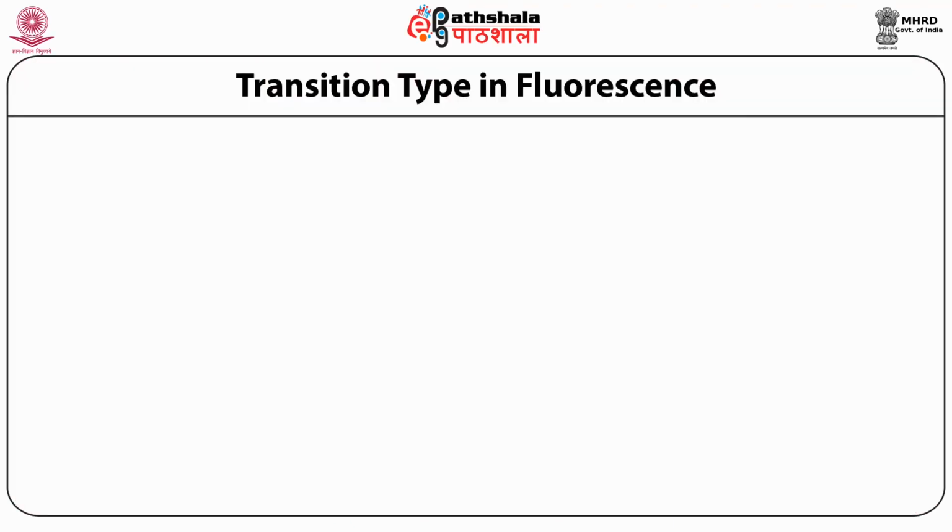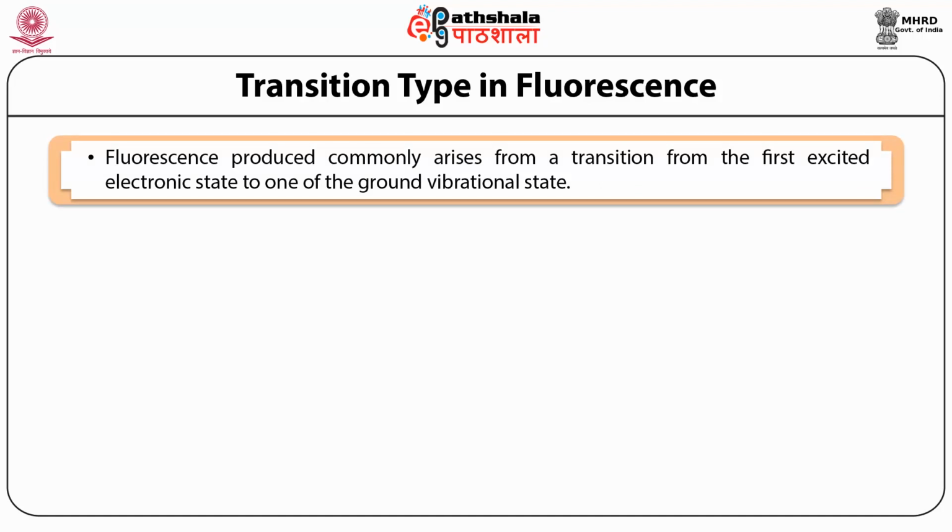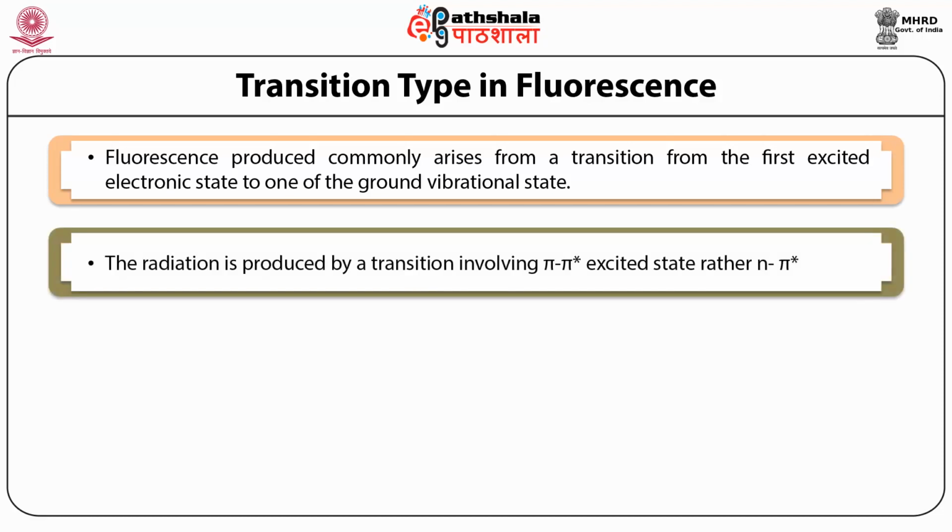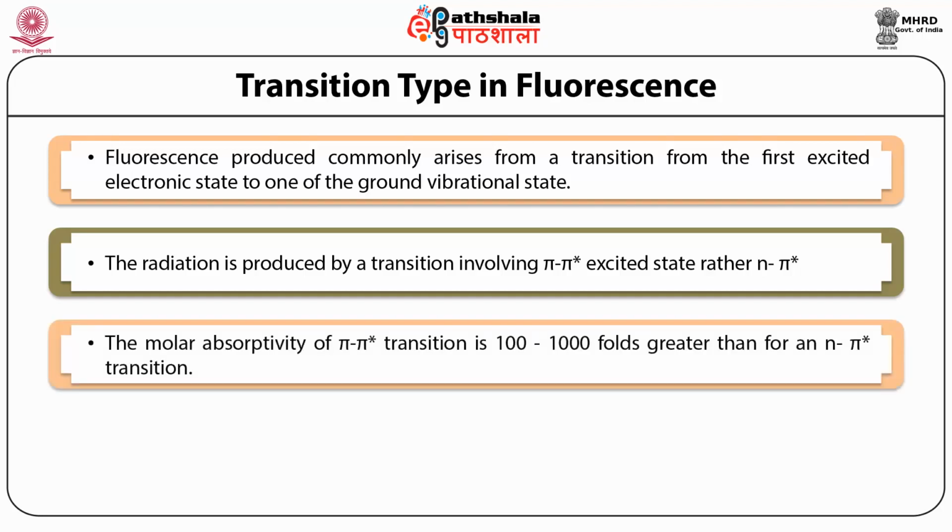Transition type in fluorescence. The type of transition is very important when it comes to the intrinsic factors involved for fluorescence. Fluorescence is only possible in molecules which have conjugated pi systems. And as we know, fluorescence is commonly produced from a transition from the first excited electronic state to one of the ground vibrational states. It is generally produced by transitions involving pi to pi antibonding, or sometimes from n to pi antibonding. The molar absorptivity of the pi to pi antibonding transition is 100 to 10,000 fold greater than the non-bonding to pi antibonding transition.